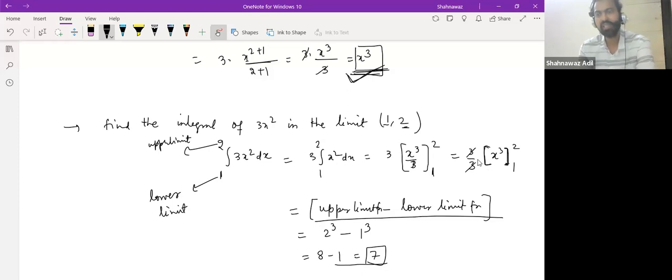Whenever we have limits on the integral, first we put the upper limit in the function. The function is x cube, and if I put the upper limit, x equals 2, this would be 2 cube, right? Then we subtract the function at the lower limit. So I put 1 in place of x. This is 1 cube, and then I get the answer. So this is what I talked about in this class. Is this clear to you, Elham?